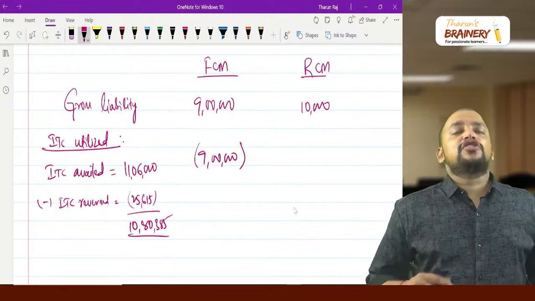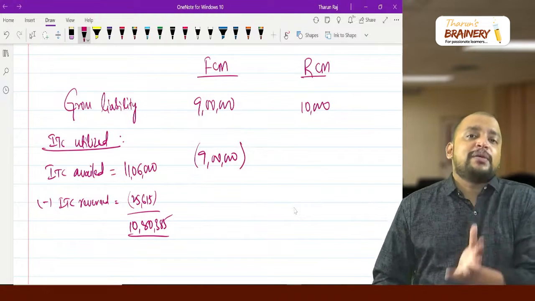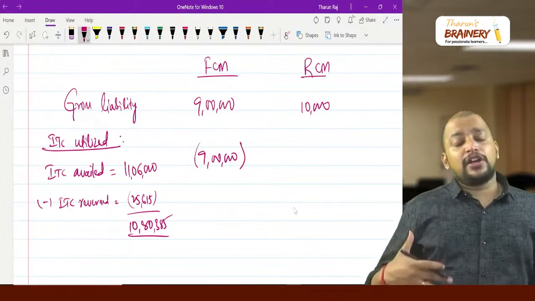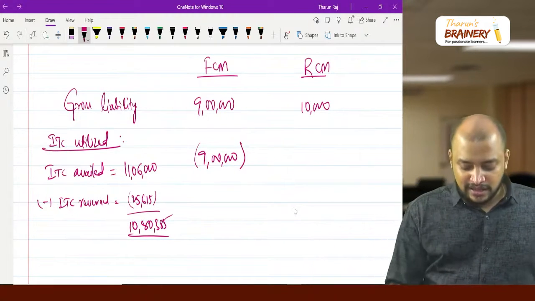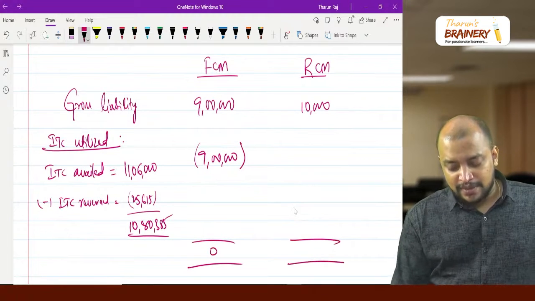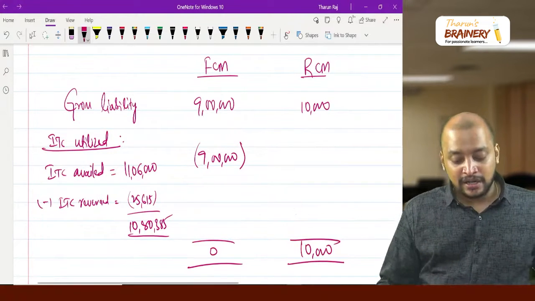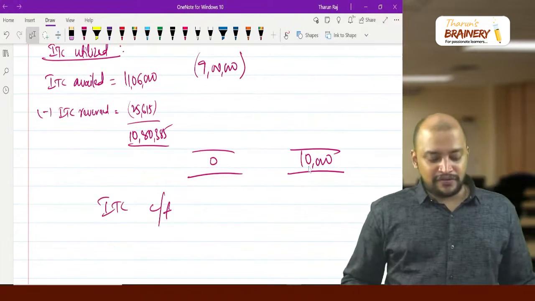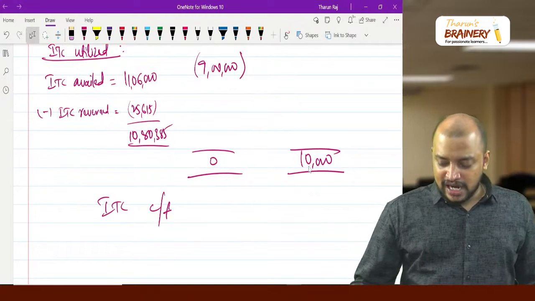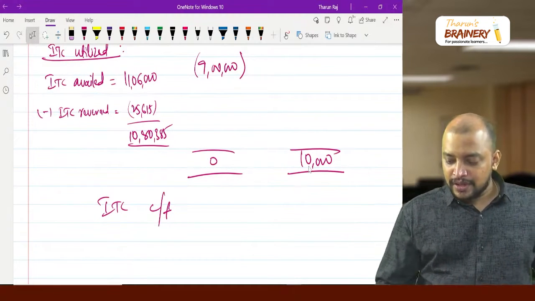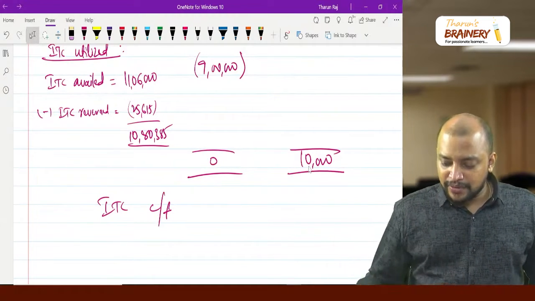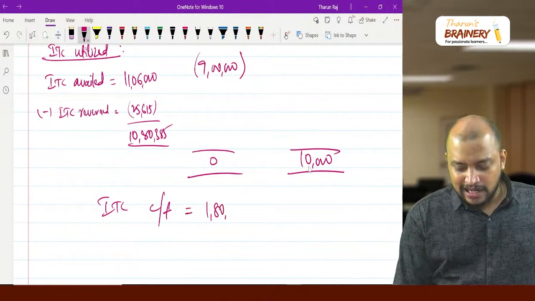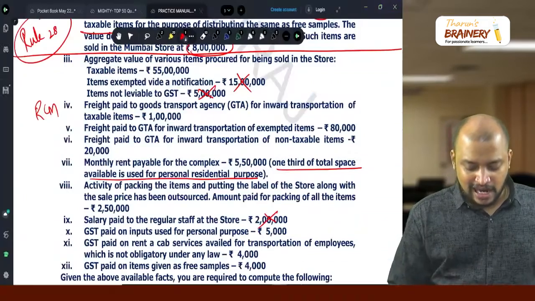Here we cannot use it because input tax credit balance cannot be used for payment of RCM liability. Even though we have that much credit, we cannot use it for payment of RCM liability. Which means the FCM liability will become 0 and RCM liability will be 10,000. And what is the ITC carried forward? Out of 10,80,385, 9 lakhs only we have used, so the remaining 1,80,385 will be ITC carried forward.